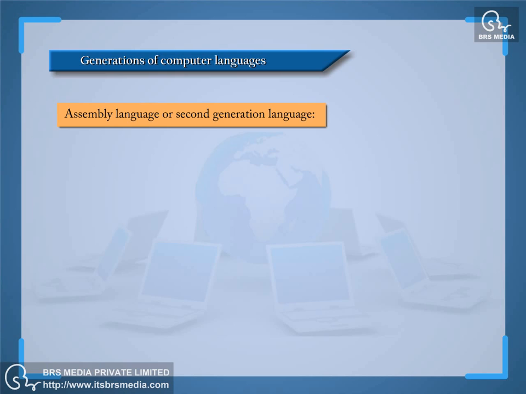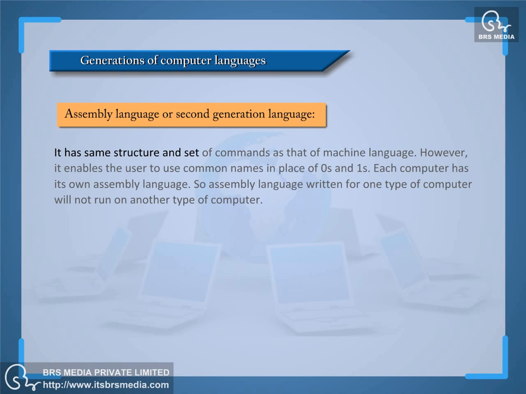Assembly language or second-generation language. It has the same structure and set of commands as that of machine language. However, it enables the user to use common names in place of zeros and ones. Each computer has its own assembly language. So, assembly language written for one type of computer will not run on another type of computer.